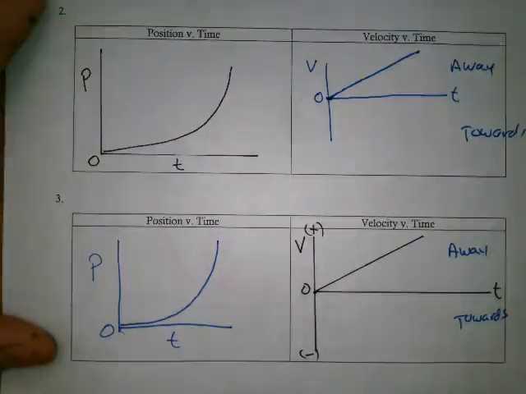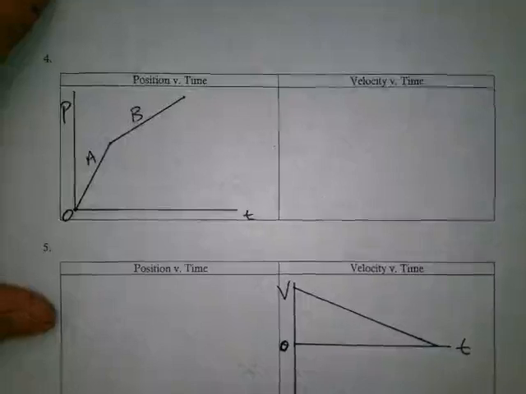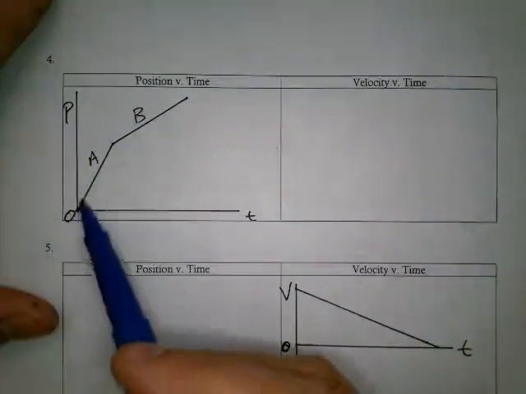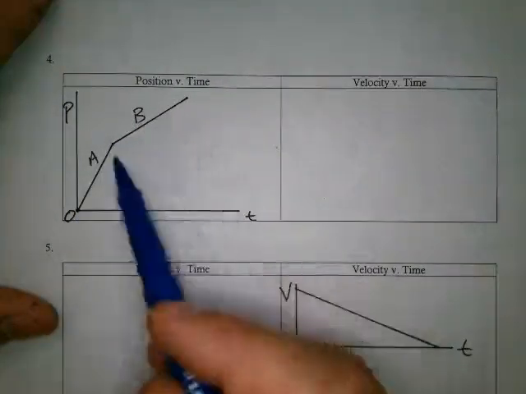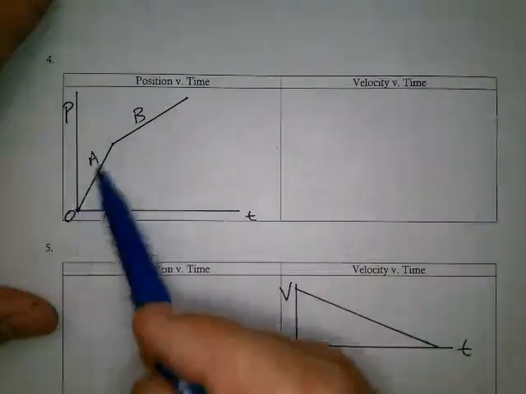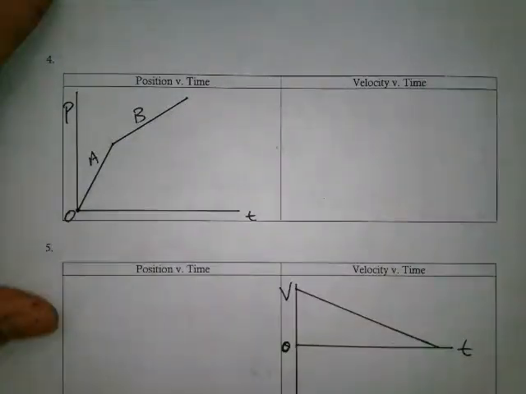Let's move on to number 4. This one's kind of a tricky one. I like it very much. It's very fun. So if we look at the position time graph, we can see that this line has 2 segments, A and B, but it's moving away from the origin on this position time graph.